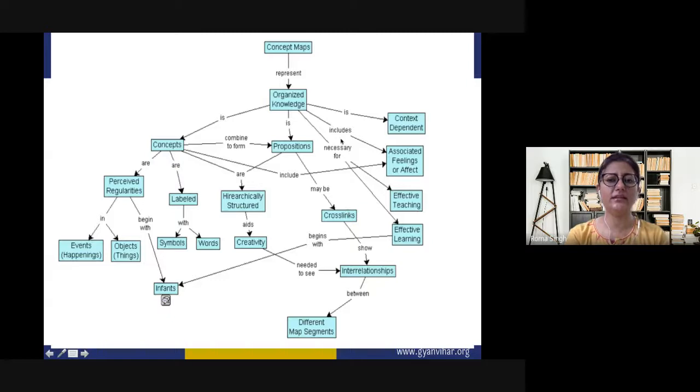And there are certain phrases also which are linking them, with words like are, include, may be, show, needed to see, between. So this is how we are going to link our ideas.